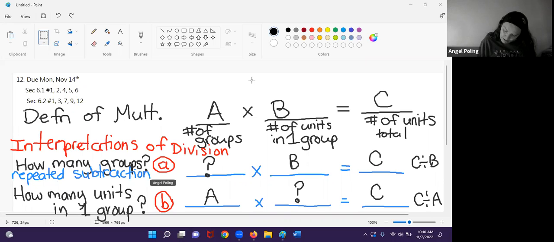Because you know how many things go in a group, and you know how big your pile of stuff is, you just keep taking that much out over and over again until you can count up the number of groups that you have. So repeated subtraction is that one's other name. And the how many units in a group perspective is also called partitioning.